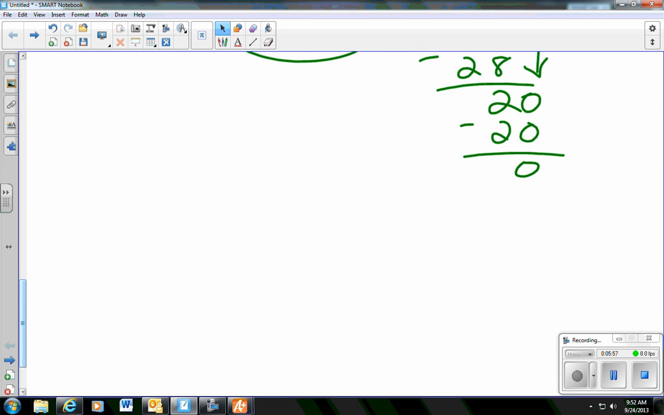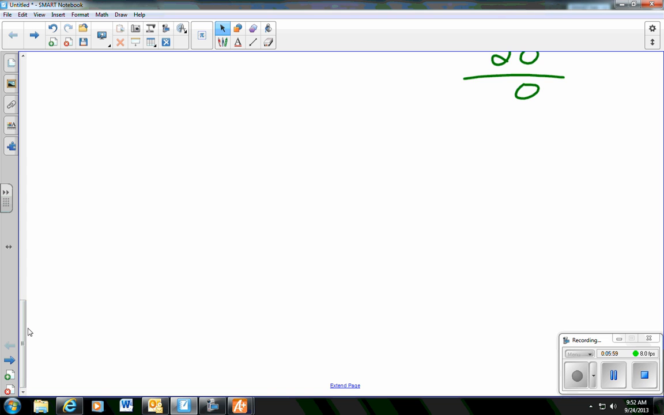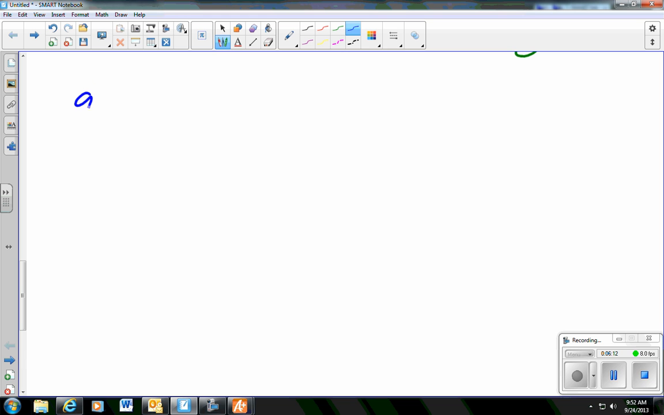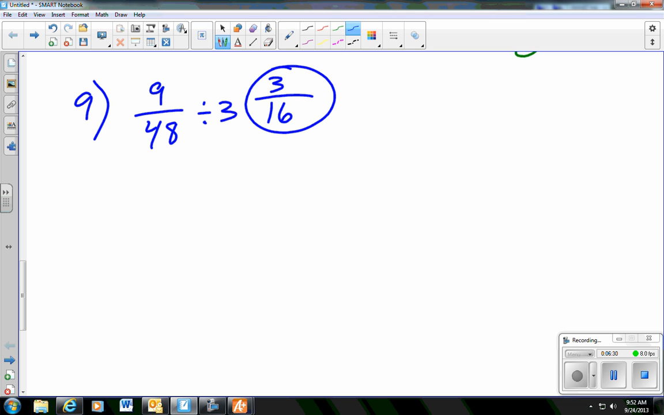Let's take a look at number 9. Okay, number 9 says 9 over 48. So we want to simplify 9 over 48. Both are divisible by 3. Use your calculator if you need to. 9 divided by 3 is 3, and 48 divided by 3 is 16. So 3 over 16 is the fraction in simplest form.